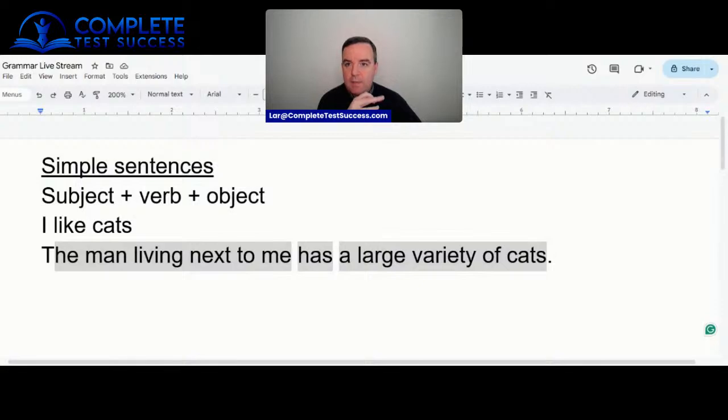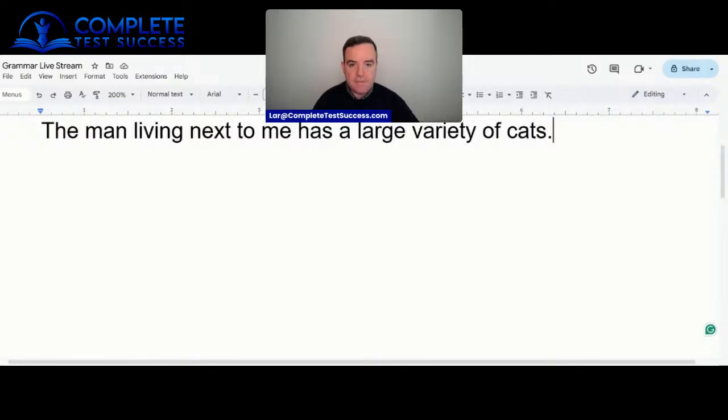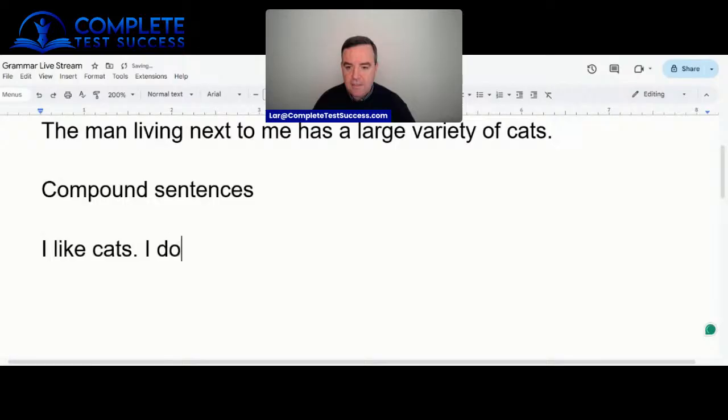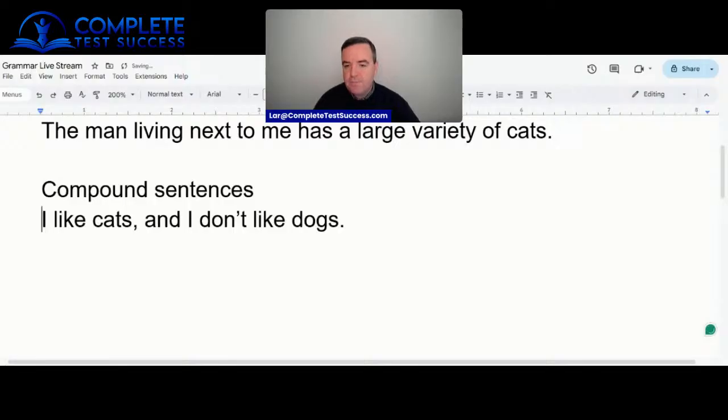Then we get a bit more complicated, where we have compound sentences. So that could be something like, I like cats, I don't like dogs. So that would be two simple sentences, but that can become a compound sentence quite easily. I like cats and I don't like dogs. So that's what we mean by a compound sentence.